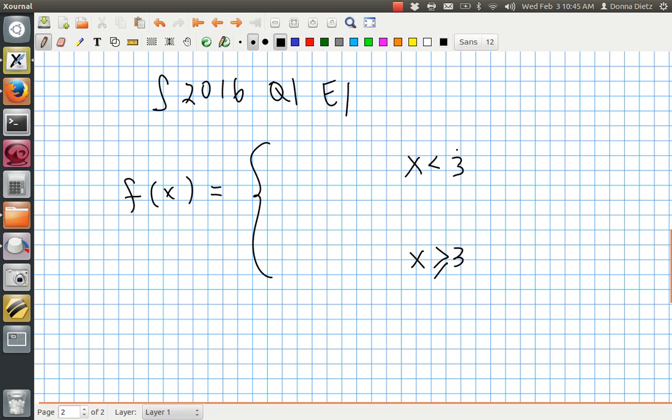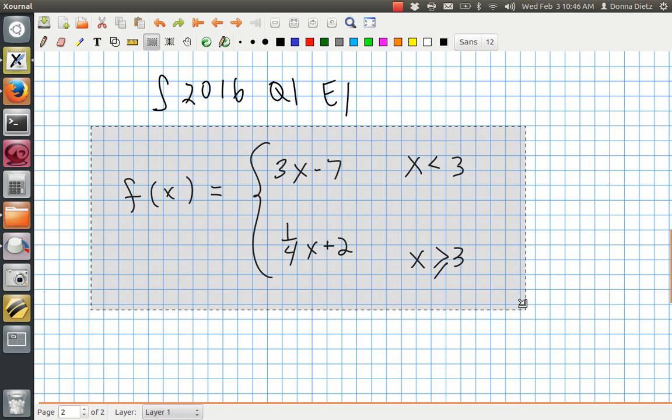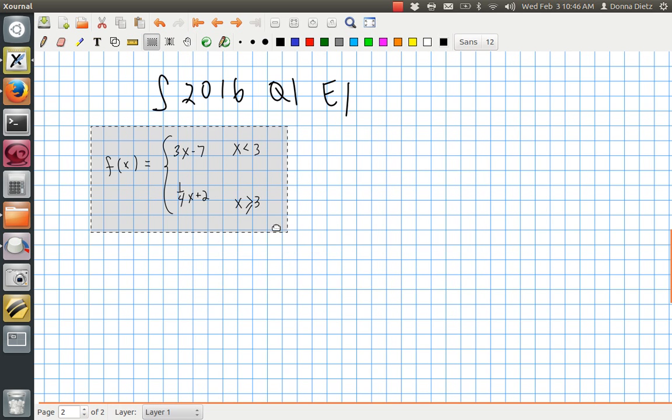Okay, and that number could be positive, negative, or 0. And then the lines are going to be something like, who knows, like 3x minus 7 or 1/4 x plus 2. Now, those lines may or may not meet at the point. So one question you're going to want to resolve is at x equals 3, do these two lines meet? That's an important question, and we're going to figure that out. So let's put that off to the side and figure this out.